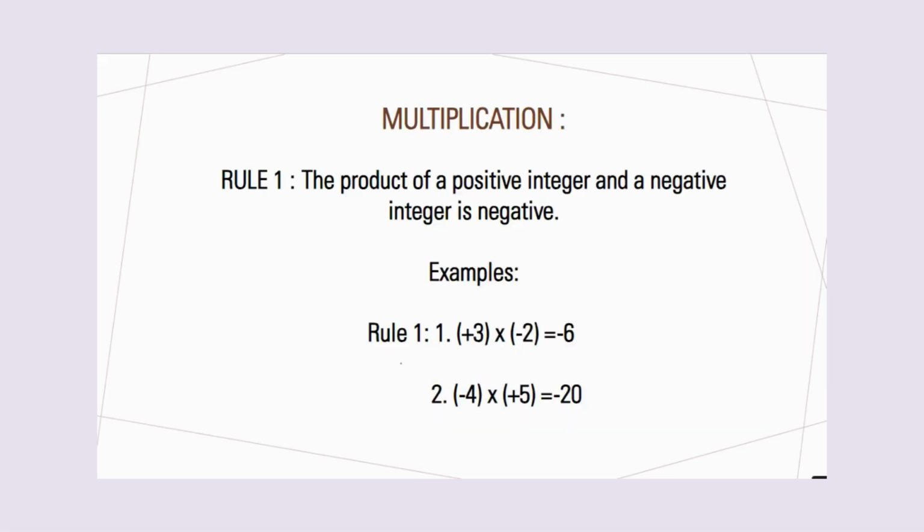Multiplication rule number 1. The product of a positive integer and a negative integer is negative. When you multiply a positive integer by a negative integer, the result is always a negative integer. For example, plus 3 into minus 2 is equal to minus 6. Here, we multiply plus 3, a positive integer, by minus 2, a negative integer. The product is negative, that is minus 6. Similarly, in example 2, we can observe that minus 4 into plus 5 is equal to minus 20.